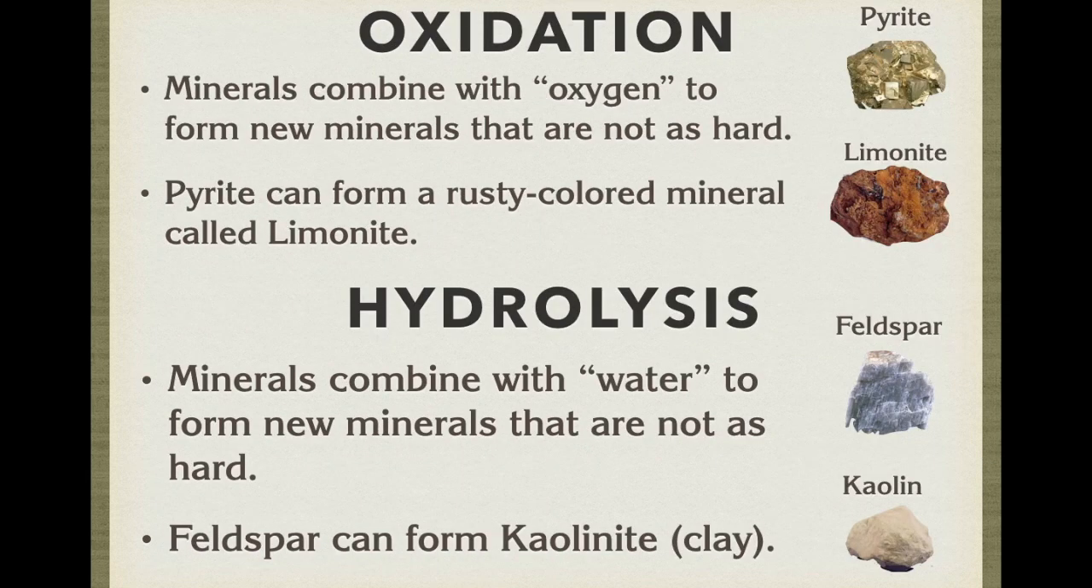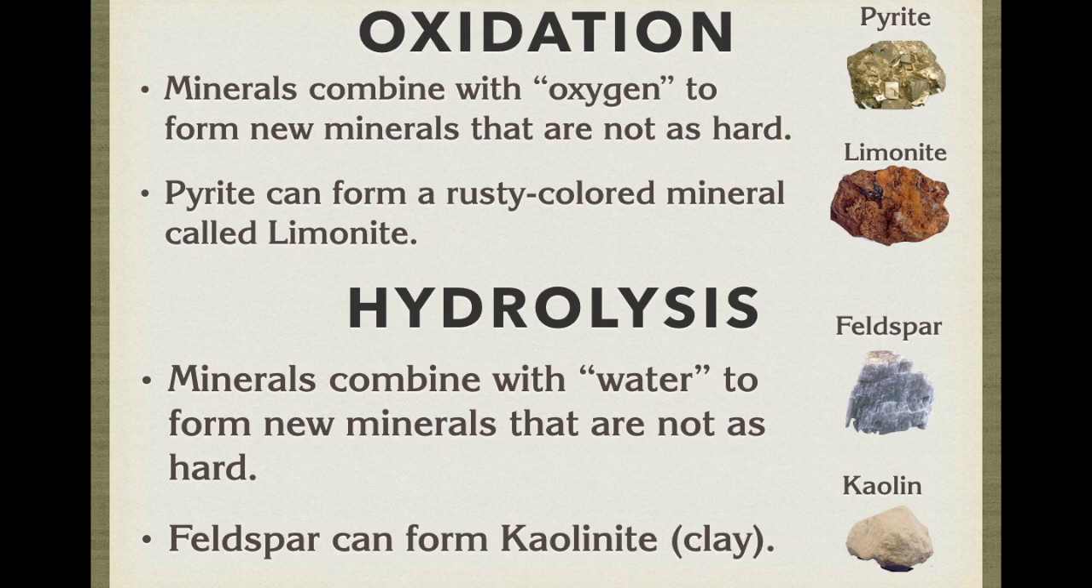Now we have oxidation. Oxidation is basically a reaction in which the substance, the mineral, reacts with oxygen. This oxidation process can be seen with pyrite as it's chemically changed to a different rusty colored mineral called limonite. Then we have hydrolysis, in which the chemical reaction is reacting with water specifically, and this can also be seen with feldspar.